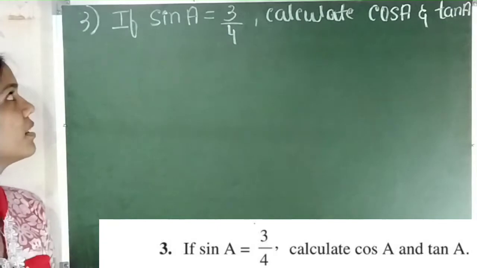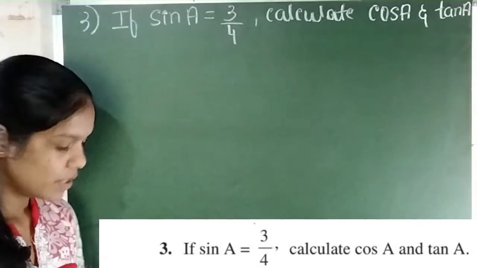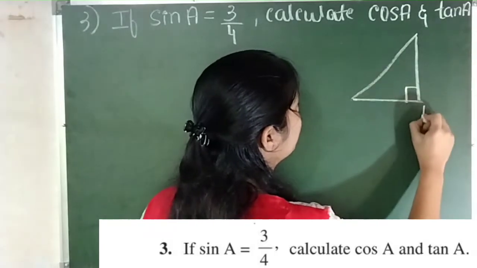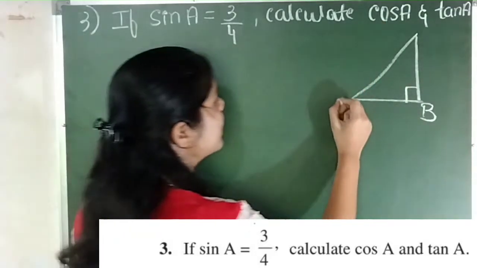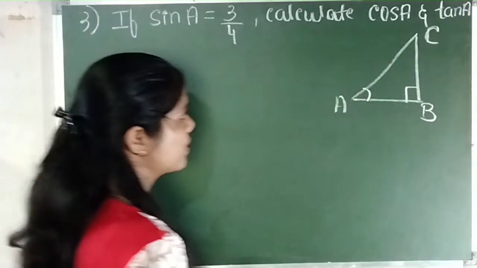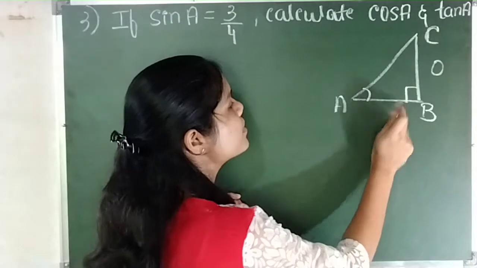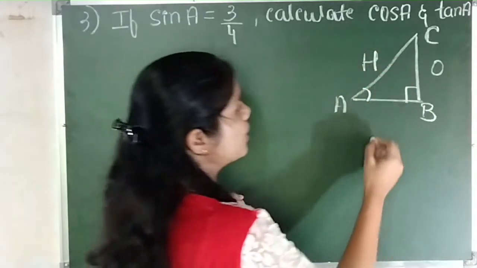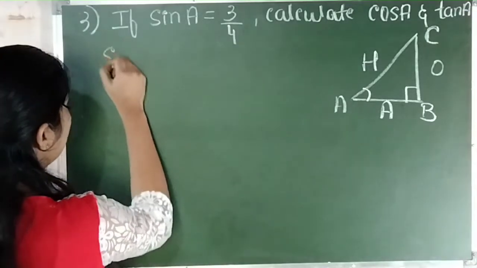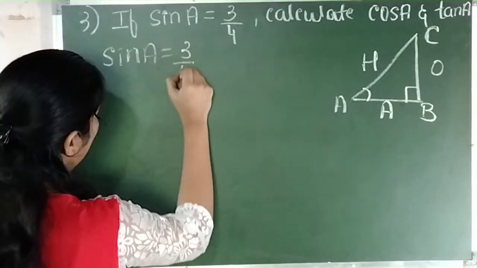So the third question: if sin A is equal to 3 by 4, calculate cos A and tan A. So first let us draw a right angle triangle. Since the angle is at A, I will consider A here. So let us name the sides. The side opposite to theta, or the angle, is the opposite side. The side opposite to the 90 degree is the hypotenuse, and this is the adjacent side. So we are given the sin A value. Sin A is equal to 3 by 4.